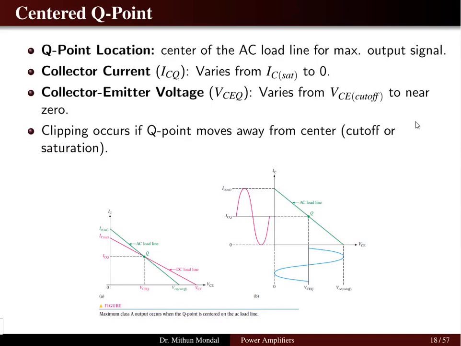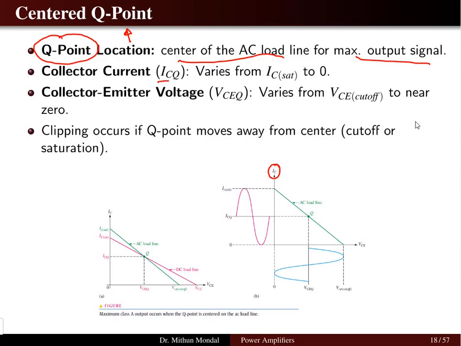We discussed in the previous lecture the Q point operation in the power amplifier, that it should be in the center of the AC load line to get the maximum output signal. Q point location plays a very important role in the power amplifier operation. The Q point has to be located at the center of the load line, with the characteristic of the collector current and collector to emitter voltage.